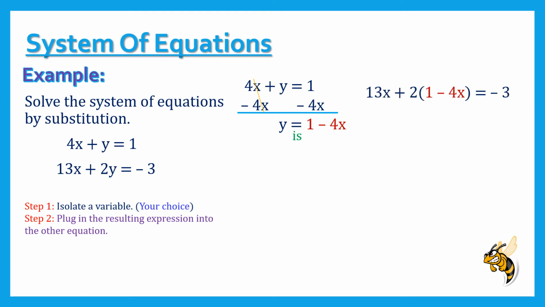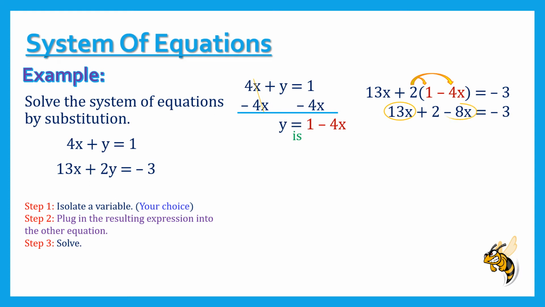So in the second equation, instead of having 13x plus 2y equals negative 3, and remember 2y means 2 times y, I replace the y with 1 minus 4x, so I end up with 13x plus 2 times open parentheses 1 minus 4x close parentheses equals negative 3. I'm going to go ahead and solve by distributing the 2 to everything inside the parentheses. Now I have 13x plus 2 minus 8x equals negative 3.